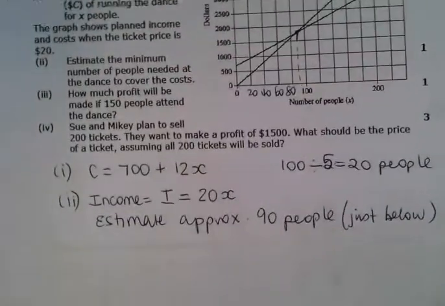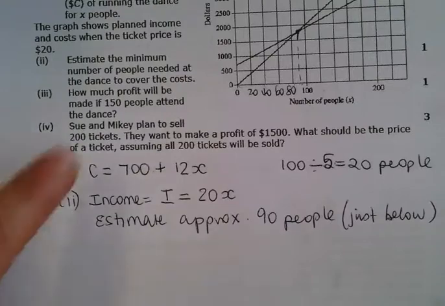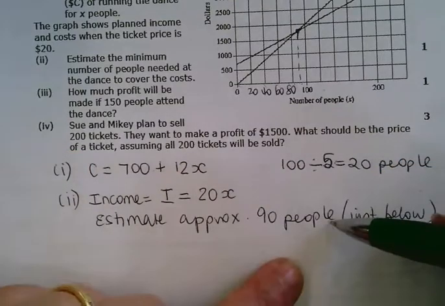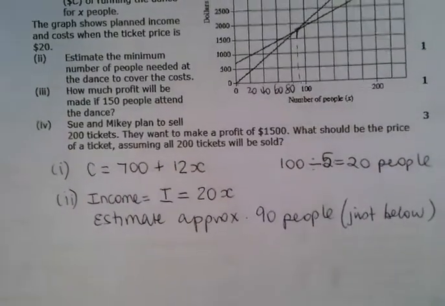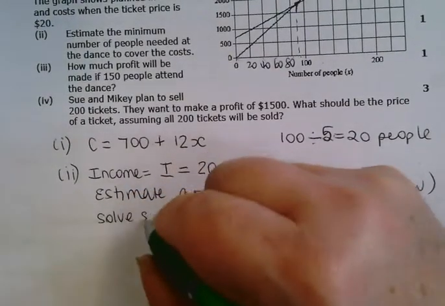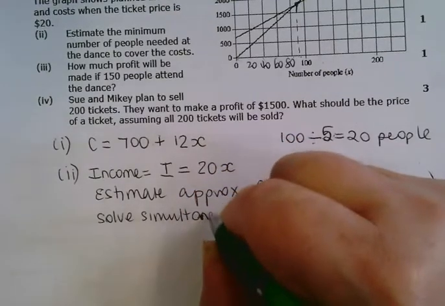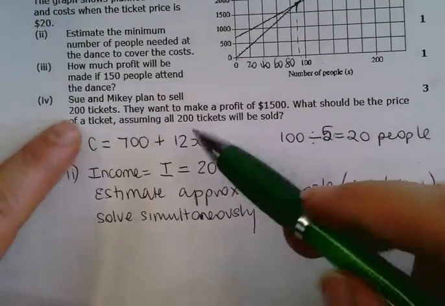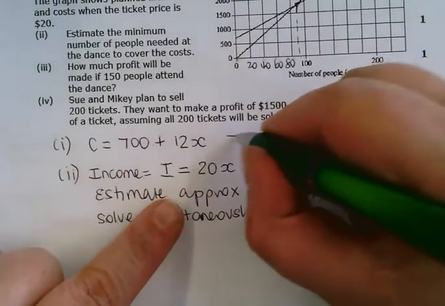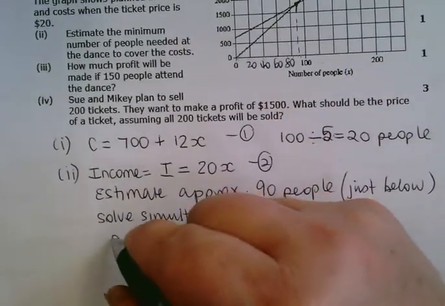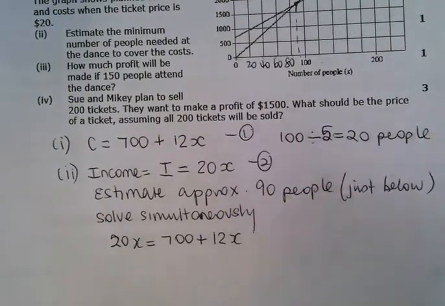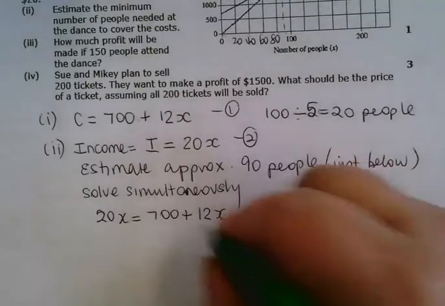But I'm going to work it out. How do I work it out? I solve the two equations simultaneously if I wanted to work it out. Look, what I've done there is enough, but I'm going to solve simultaneously anyway, to see exactly what it is, because they may ask you this in another question. I've got equation 1, equation 2. I put the two equations equal to each other. So I've got 20x equals 700 plus 12x. That will give me the point of intersection exactly.